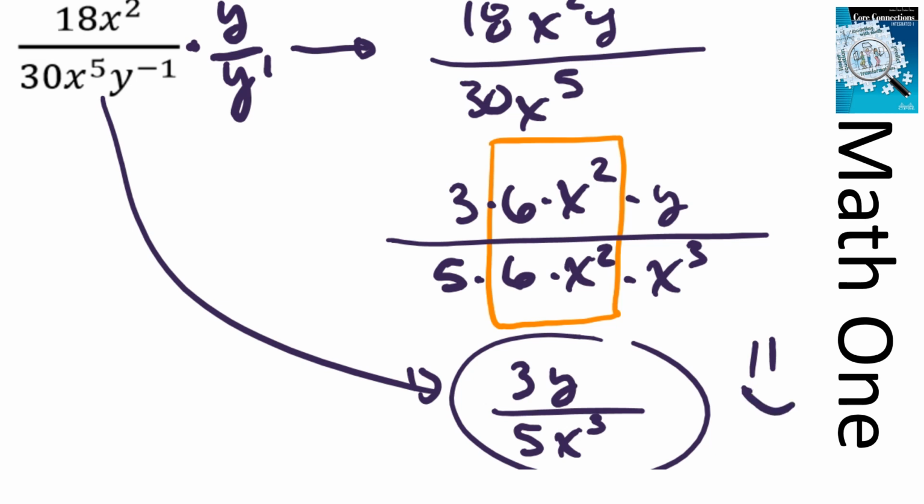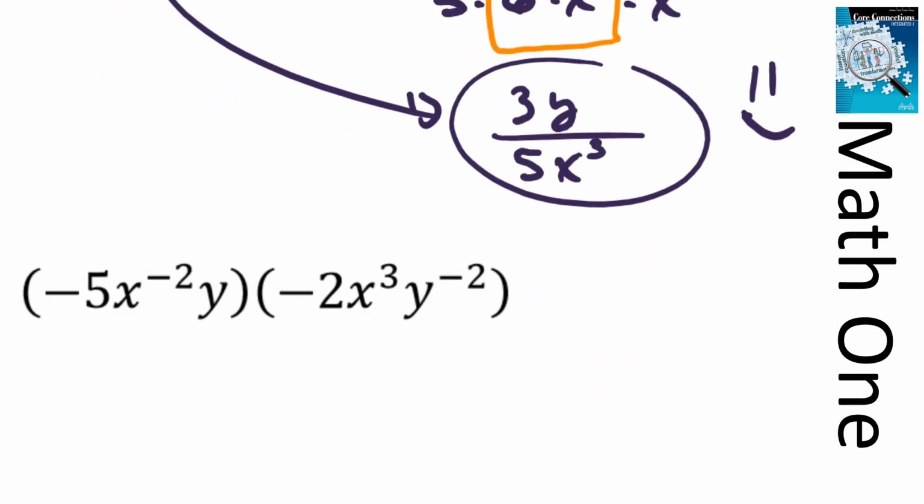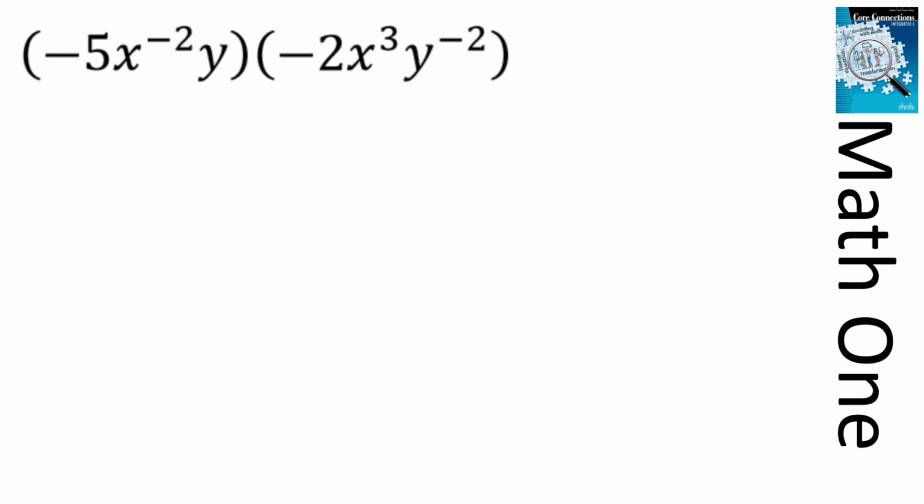Let's move on to our next example. So again, I'm thinking about a giant 1 here to simplify this expression. I don't know that I'm going to use the giant 1 right away, but I'm definitely going to use it at the end, I think, to get rid of the negative exponents. But if I look at this, I'm multiplying two things, and I've definitely got a negative 5 times a negative 2. So I'm going to start with a 10.